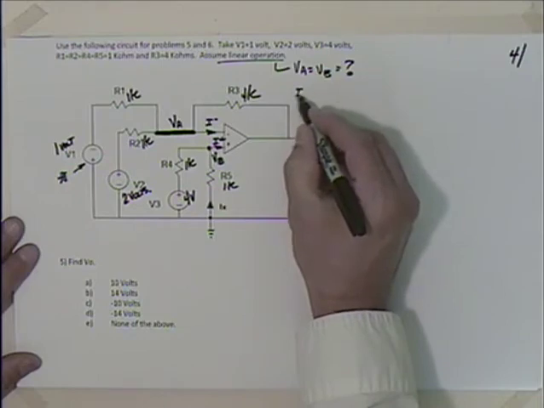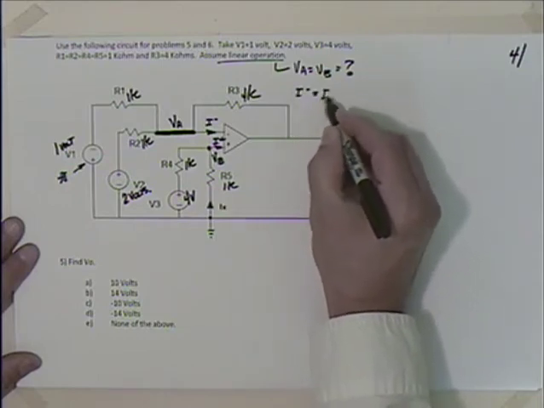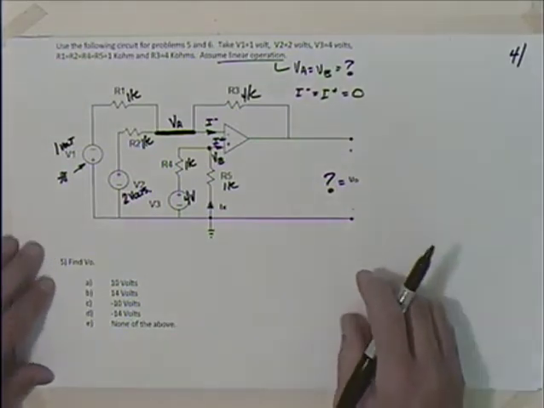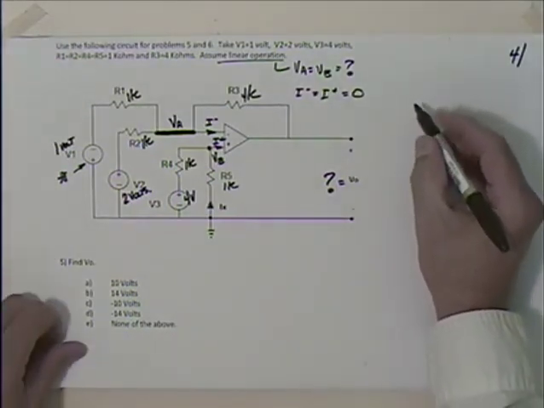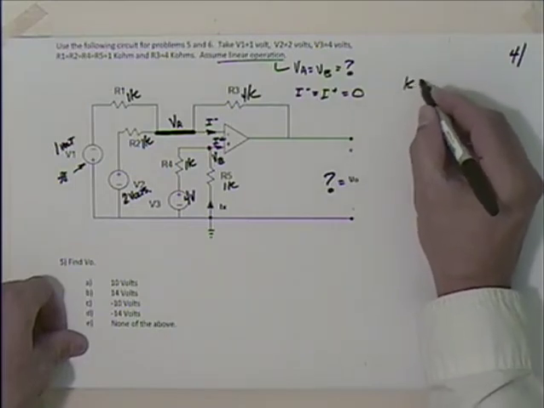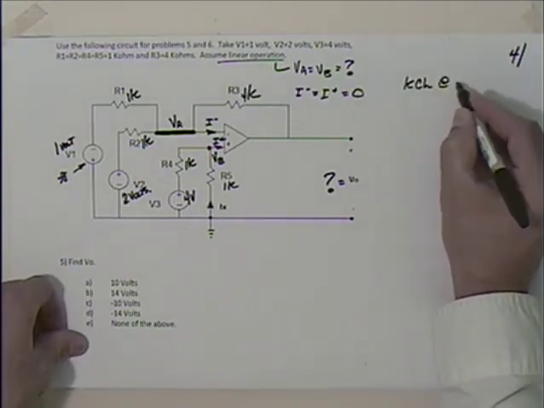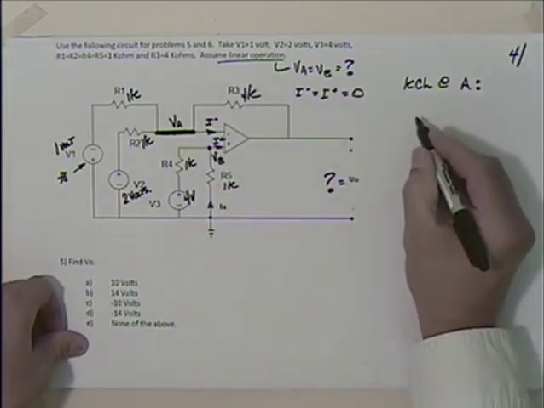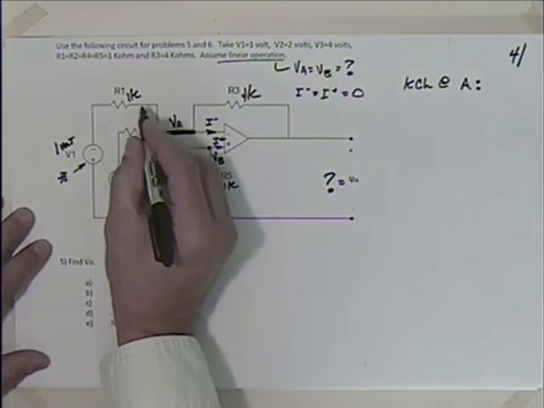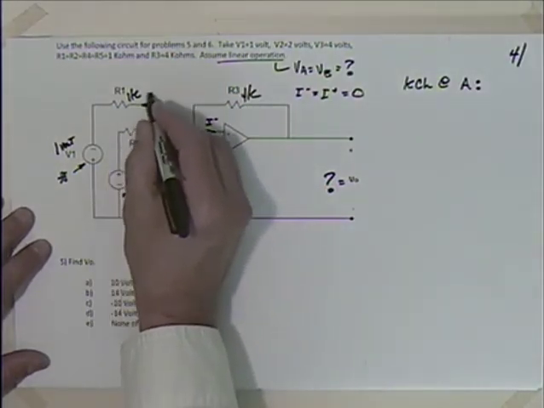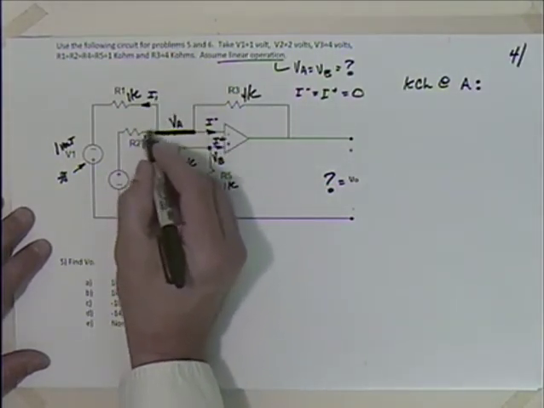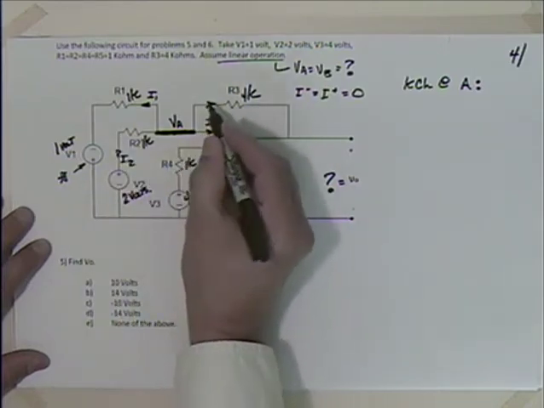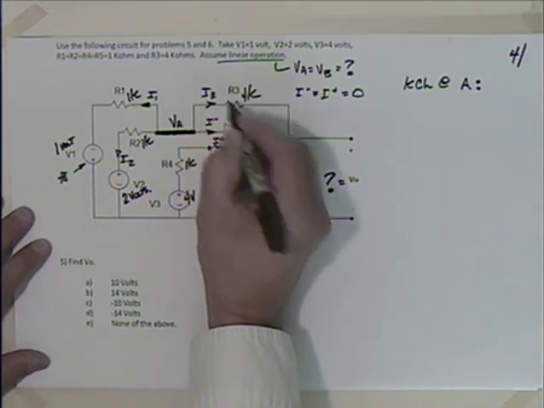Further, I know that I minus is equal to I plus is equal to 0. We know that that's equal to 0. So what I'm going to do is a Kirchhoff's current law at A, at this node right here. I better put some currents in there. I'll just put these leaving, assume that one's going that way, I1, I2, and we'll call this I3, or we could call it I feedback.